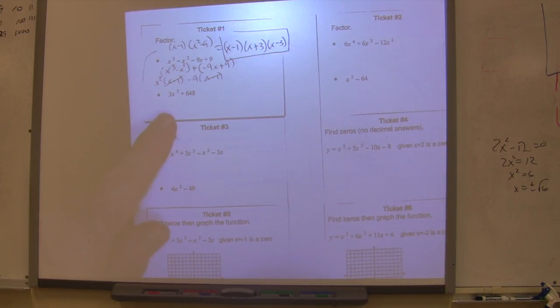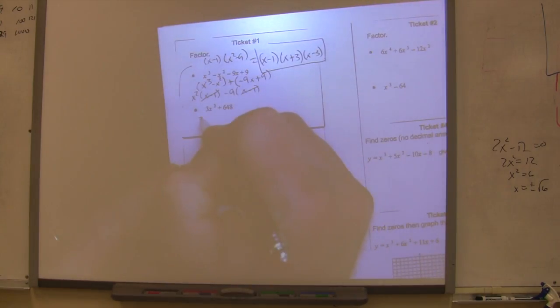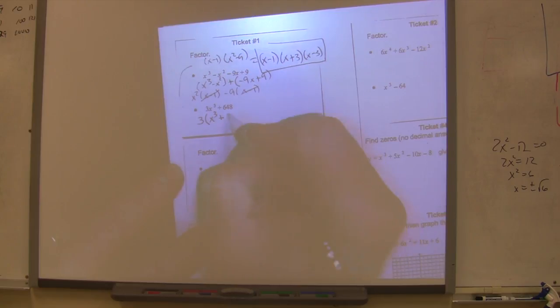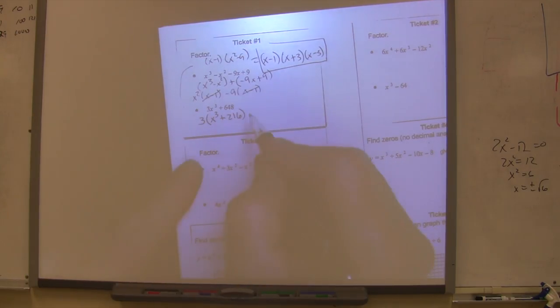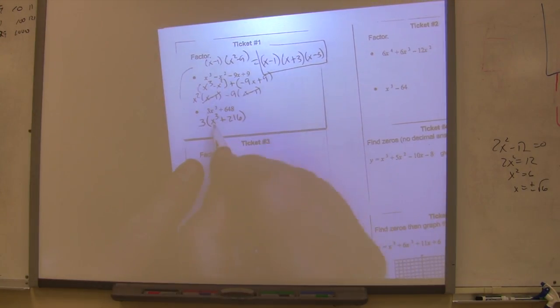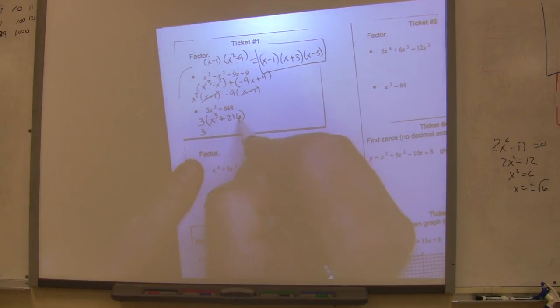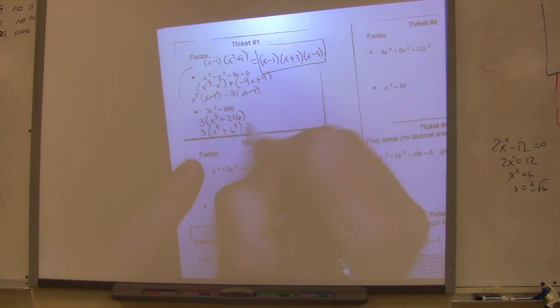The next one, we want to check for greatest common factor, and I can pull a 3 out of that and get x cubed plus 216. And then again, because it's cubed, we want to look and see are there any cubes in this. If you check your sheet of cubes, obviously we can take the cube root of x cubed, and 216 is 6 to the third power. So I can rewrite that now.